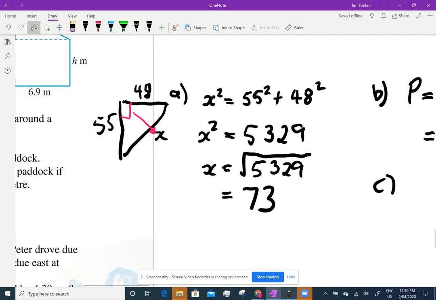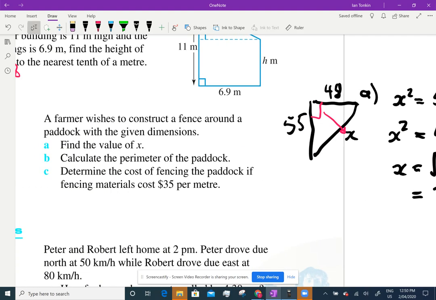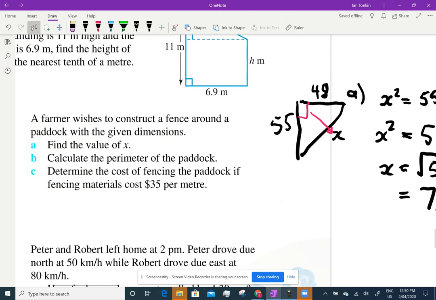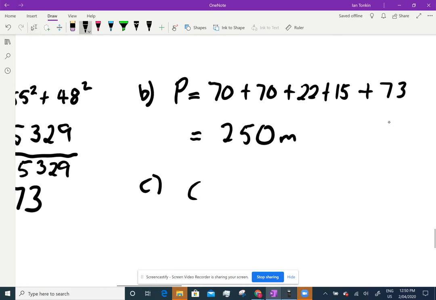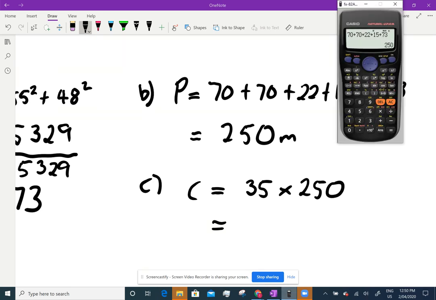Now question C. Determine the cost of the fencing if it's $35 per metre. Well, the cost is 35 times how many metres? 250. So I'll just take my answer and times 35.